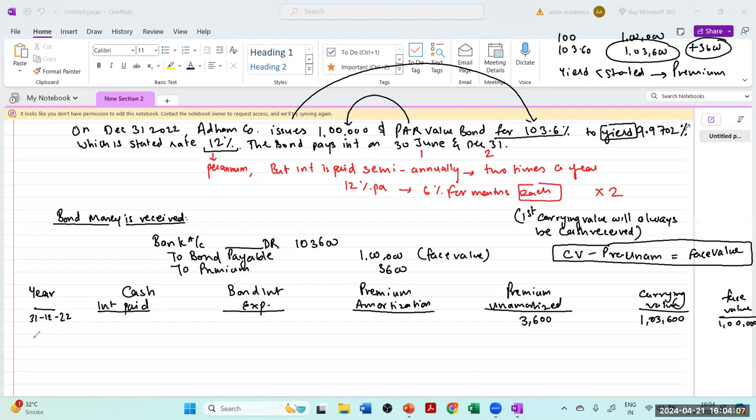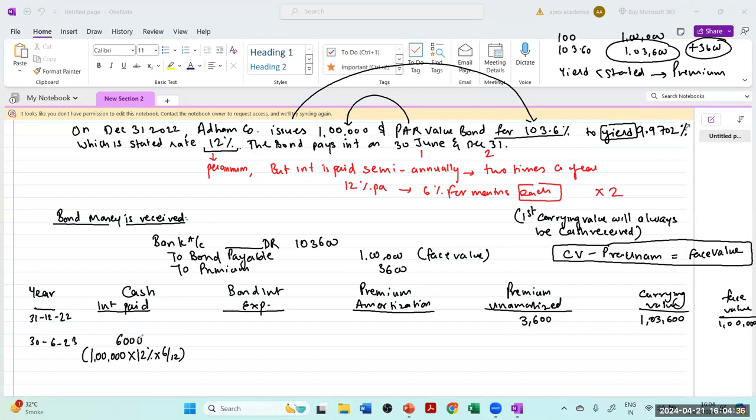Now I will come to 30th of June 2023. First interest. My dear friends, interest is paid on what value? Face value or issue price? Face value. What is your face value? 1 lakh. What is the rate of interest? 12%. For how many months? 6 months. How much will this be, guys?